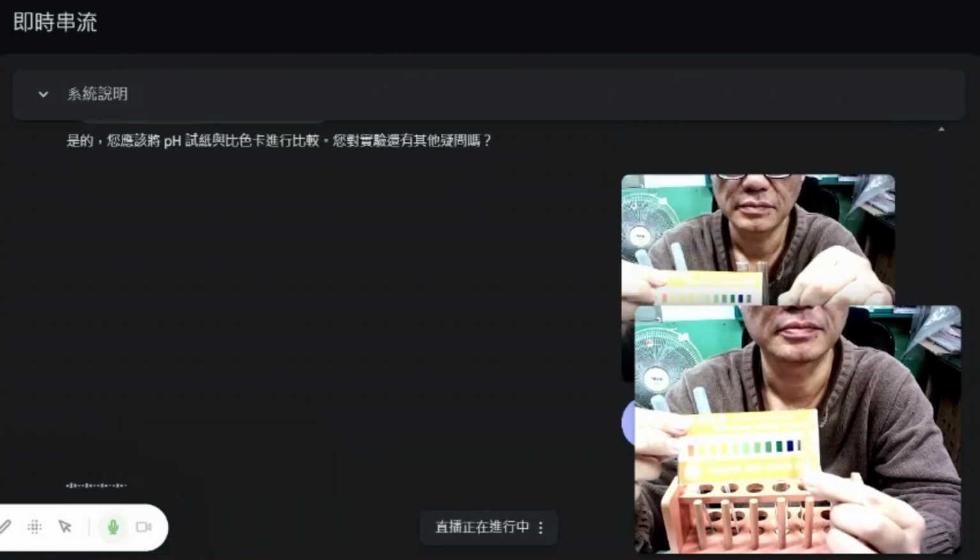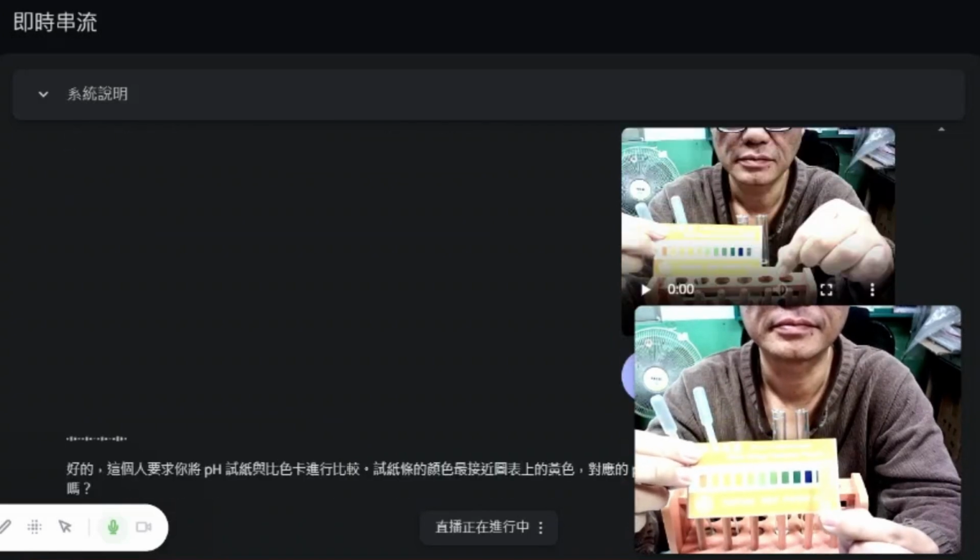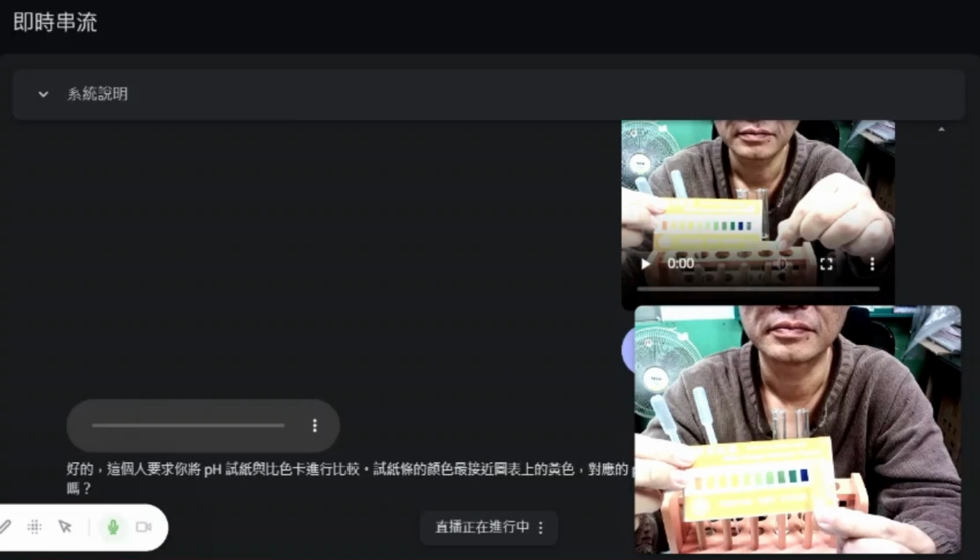Okay, the man is asking you to compare the pH strip to the color chart. The color of the strip appears closest to the yellow color on the chart, which corresponds to a pH of around 6. Do you want me to compare the second strip as well?